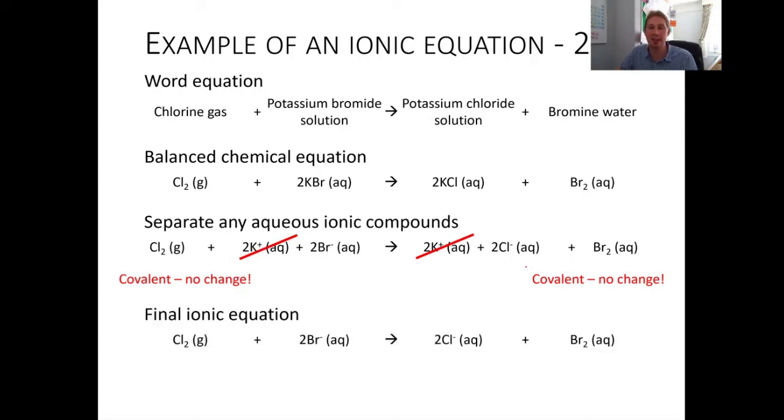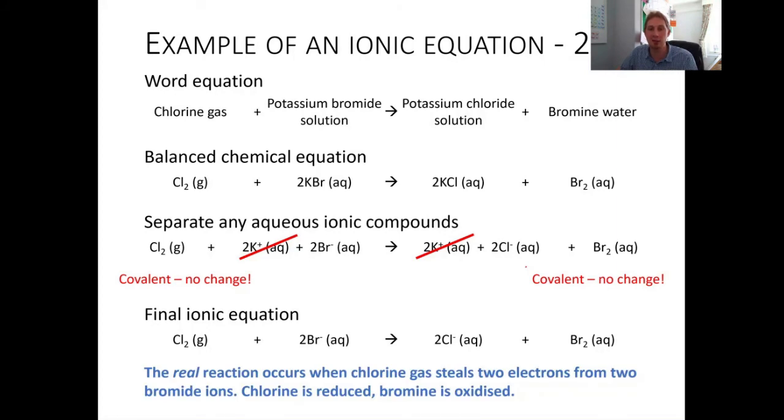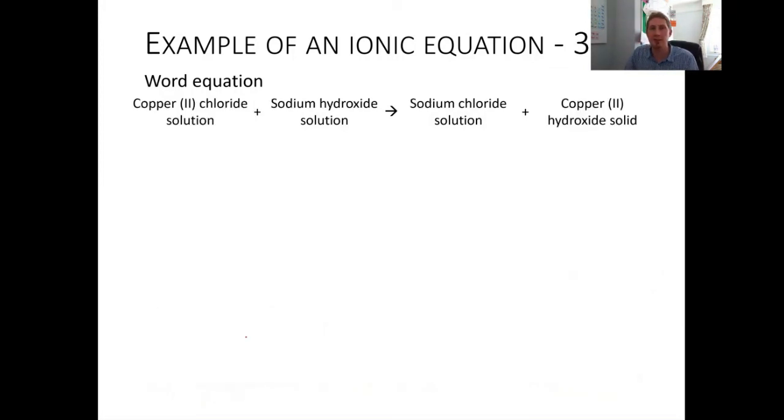So the final ionic equation is this. Chlorine and bromide gives chloride and bromine. In other words, the real reaction occurs when chlorine gas steals 2 electrons from bromide ions. Chlorine is reduced, bromine is oxidized. Final example, have a go at this yourself. Copper(II) chloride solution, sodium hydroxide solution forms sodium chloride solution and copper(II) hydroxide solid. This is one of your tests from C8. Can you write the ionic equation?